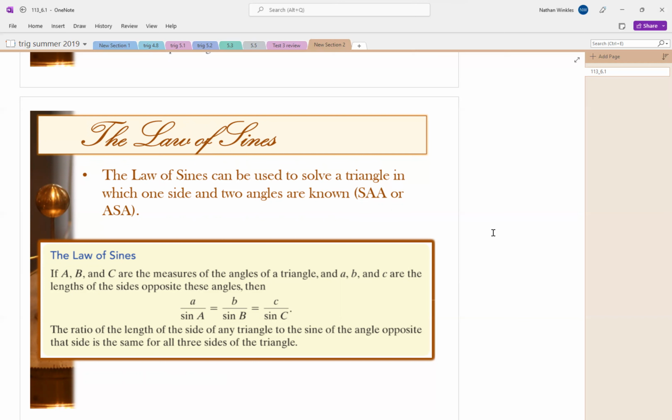We can equate any of these three. In other words, we could do the first two, we could do the second two, or we could do the first and the third. It doesn't matter which one we do. We can use any two of these ratios and still solve for whatever we need. It's all dependent on what we're given in the problem. We don't have to do all three. We could, which makes it a little bit harder to do sometimes, but it could still be done.